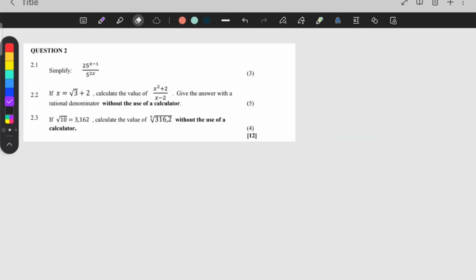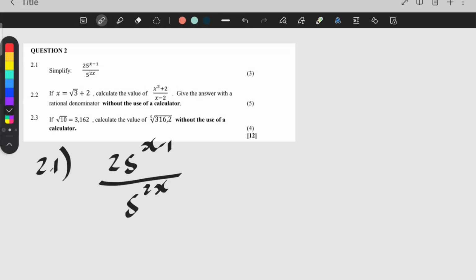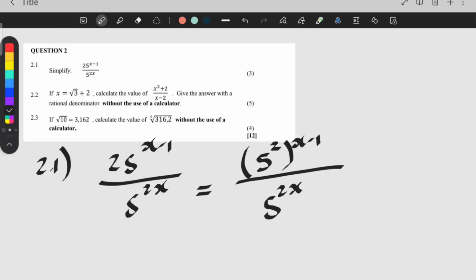Okay, our next question is question 2. Question 2 is still algebra. So this is exponents and surds. 2.1 says you just have to simplify. So let's write our question down. So 25 to the x minus 1. The first thing I would do is always change base numbers to prime numbers. So 25 is 5 to the 2, x minus 1 over 5 to the 2x.